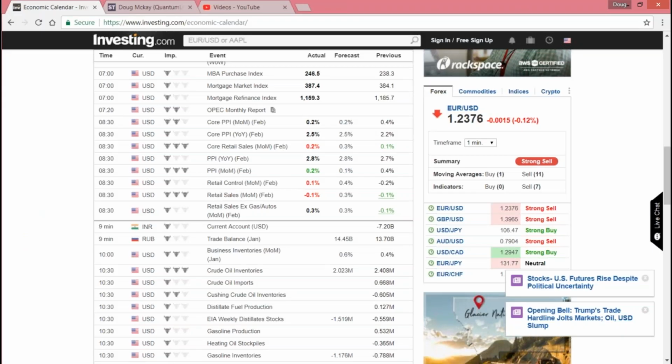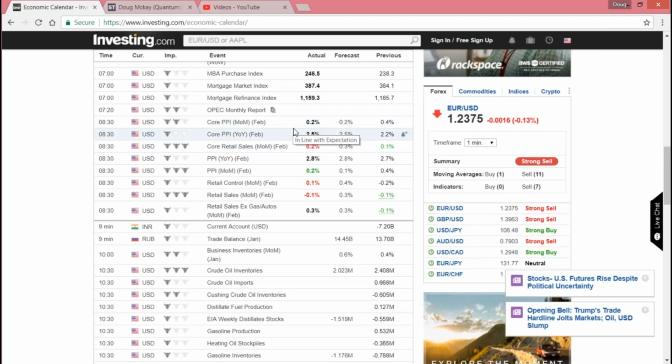Taking a look at today's calendar for economic news, we had core PPI, core retail sales, PPI, retail control. Basically, they came out as expected.